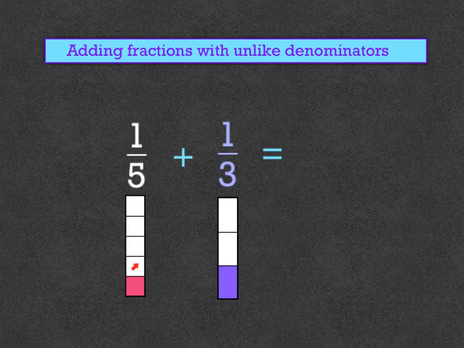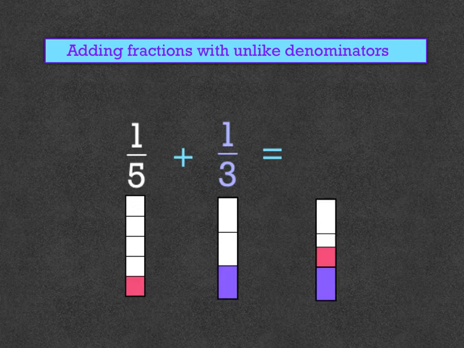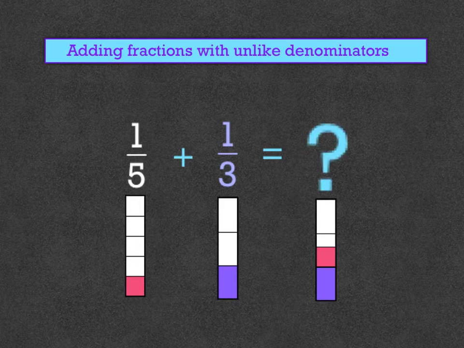If we try to bring the 1/5 over and sit it on top of the 1/3, we wouldn't really be able to tell for sure what the total was. We might be able to guess, but we wouldn't know for sure. Therefore, we have to change the denominators to make them like denominators because it's the only way we'll know the true total.